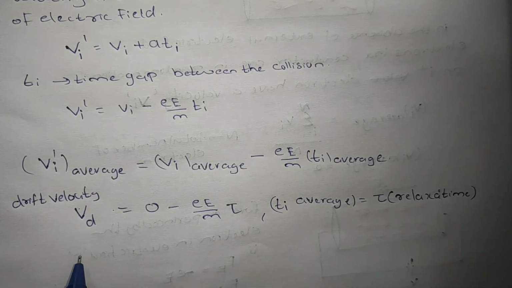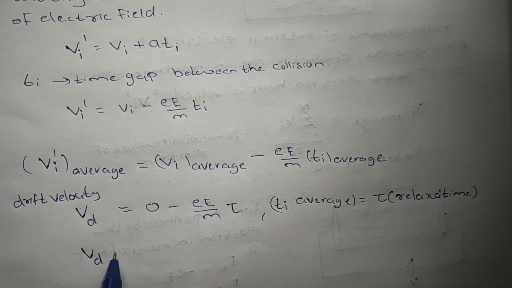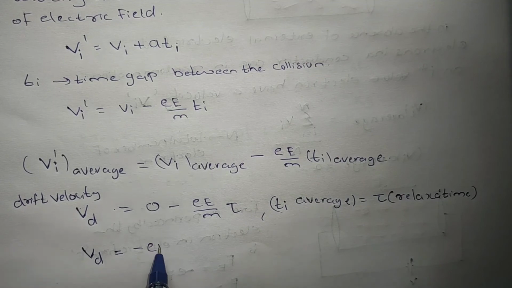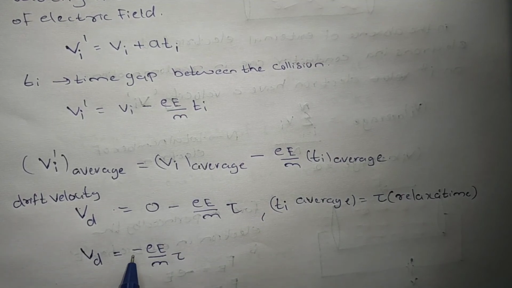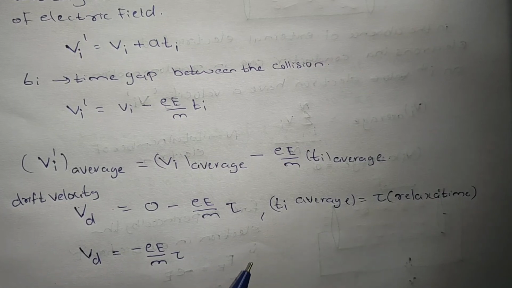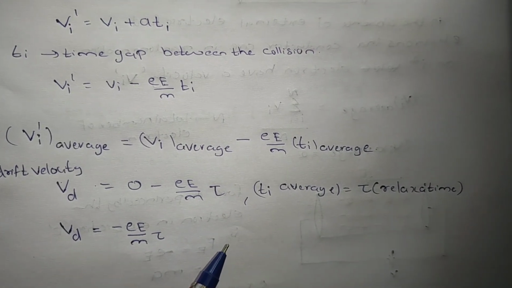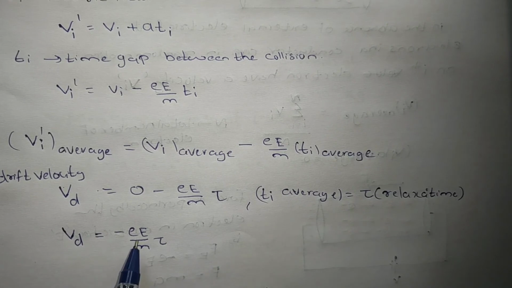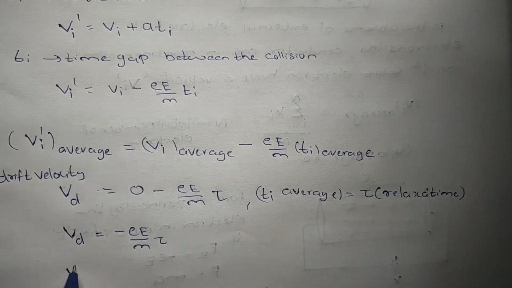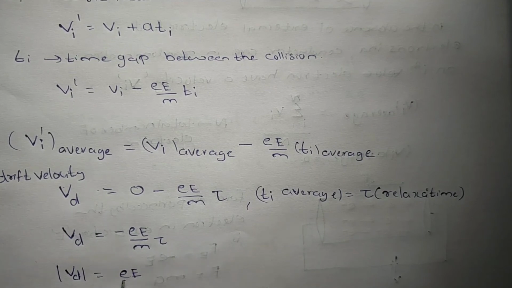So what is the drift velocity formula? Drift velocity is equal to minus E tau by m. What does this minus sign mean? The drift velocity is in the opposite direction of the electric field. If we take the magnitude of the drift velocity, we get E tau by m. Clear? That is the magnitude of the drift velocity.